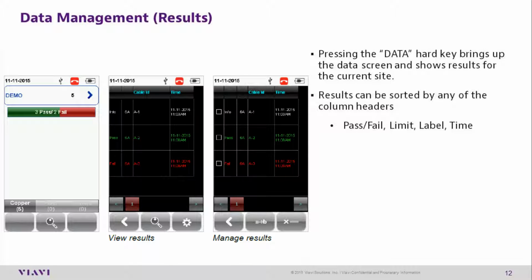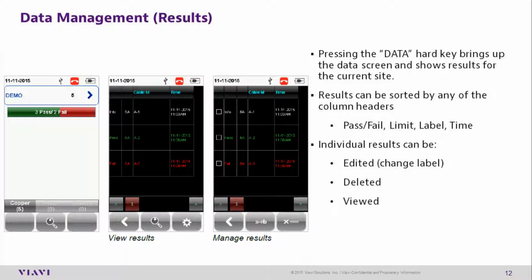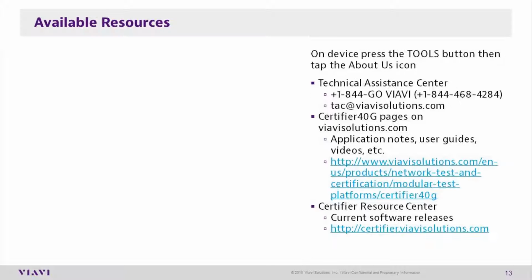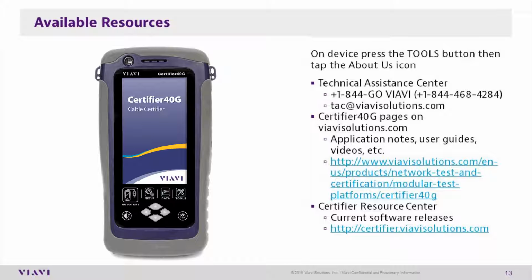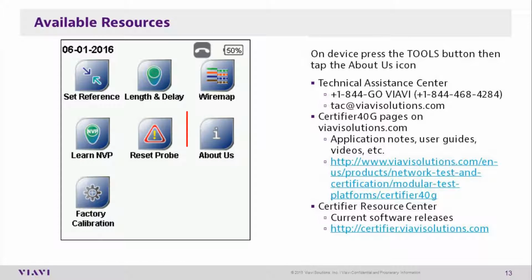Results can be sorted by any of the column headers, such as pass-fail, limit, label, and time of test. Individual results can be edited to change the label name, deleted, or viewed. Additional help resources are available on the unit. Press the Tools hard key, then tap the About Us icon.